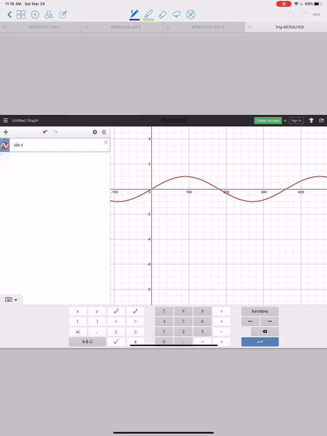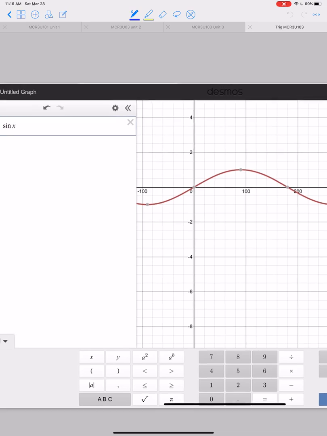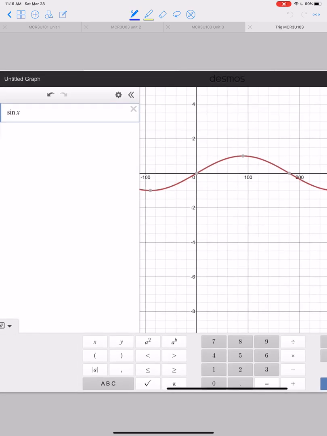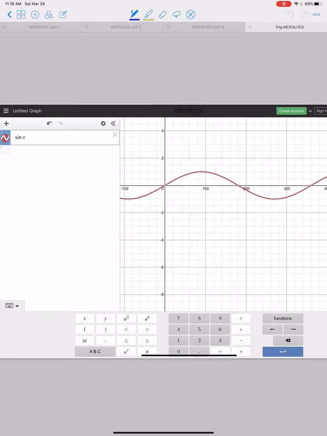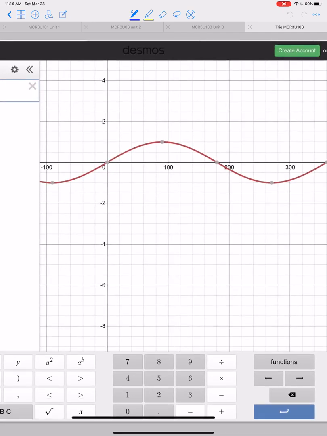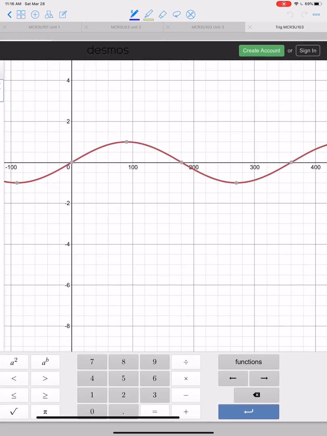Everyone, just as a brief introduction from before we left off before March break, I just wanted to go over with you the basic functions of sine, cosine, and tangent. Recalling for sine, there are 5 key points that you need to know.